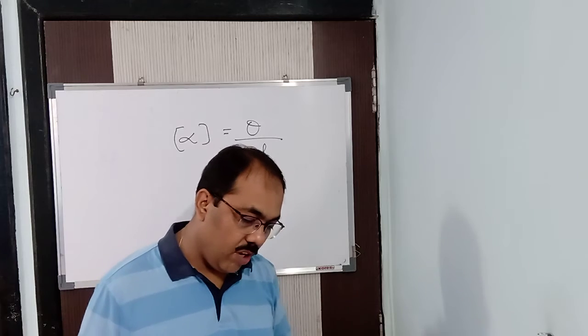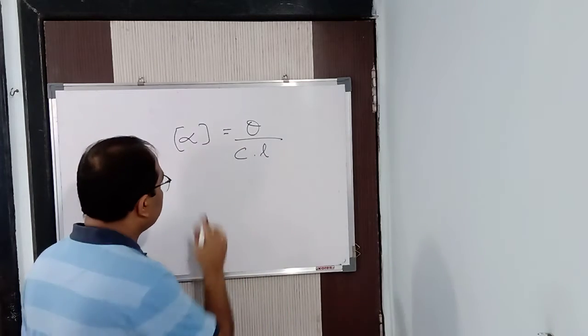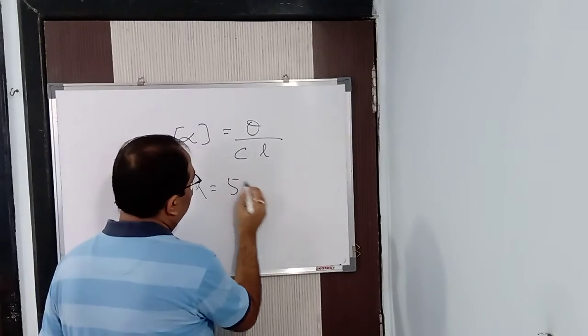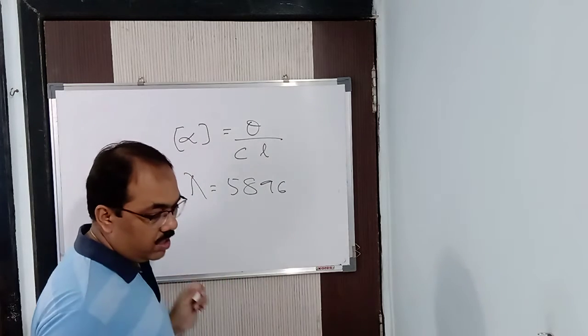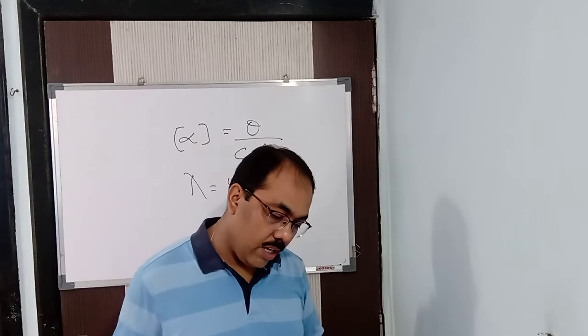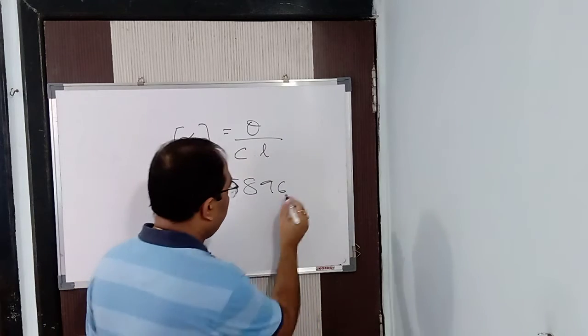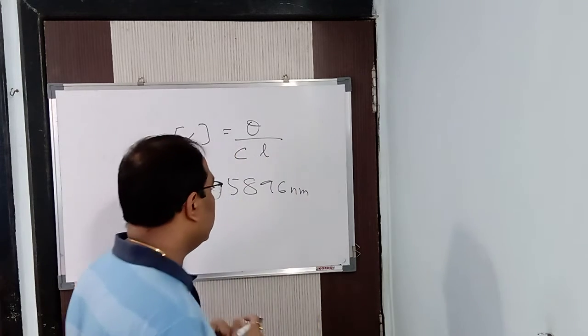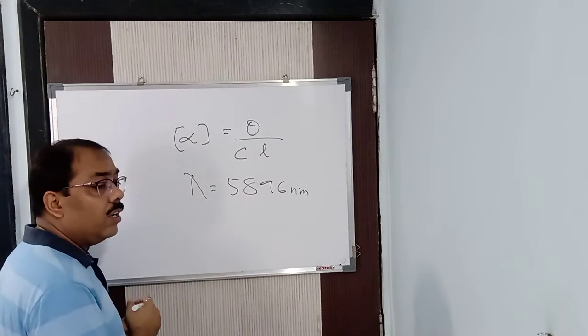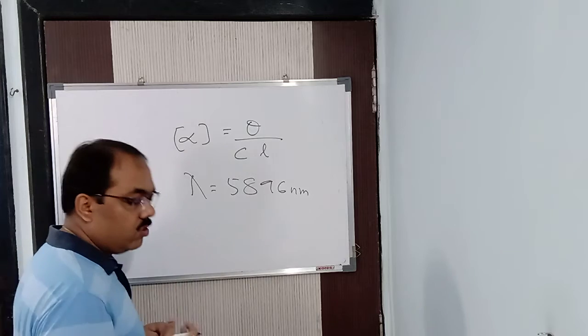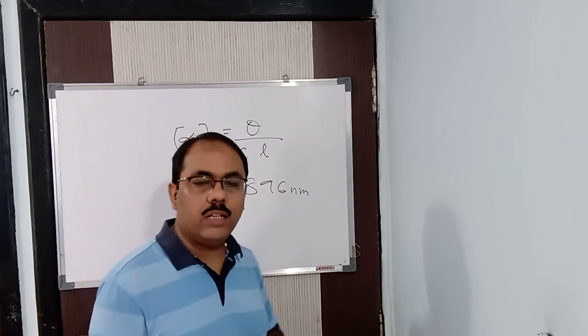Whose wavelength is around 5896 centimeter. I said centimeter, I'm very sorry, it is not measured in centimeter, it is measured in nanometer: 5896 nanometer. This is the wavelength of the yellow light from the sodium vapor lamp from which we are getting the light. Alright, clear.